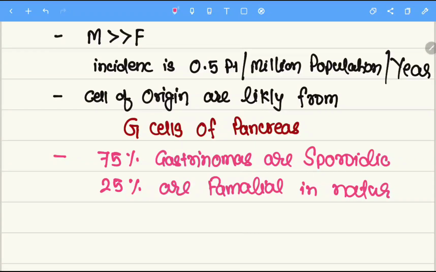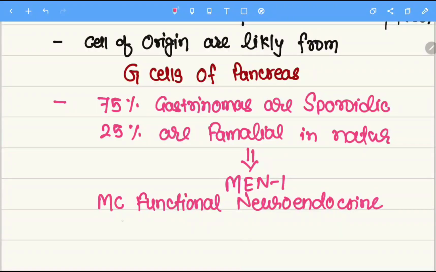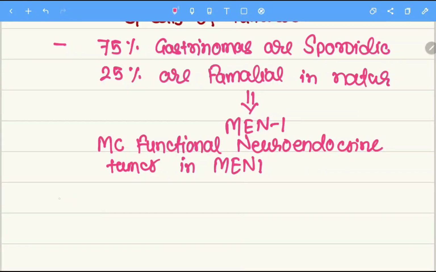What do you mean by familial in nature? One common familial neuroendocrine syndrome is MEN1, which is associated with pheochromocytoma, gastrinoma, pancreatic neuroendocrine tumor, and parathyroid adenoma. We'll talk about this. So 20% of the 25% of gastrinoma patients are familial in nature, and gastrinoma is also the most common functional neuroendocrine tumor in MEN1.